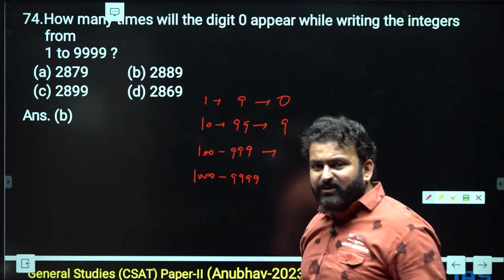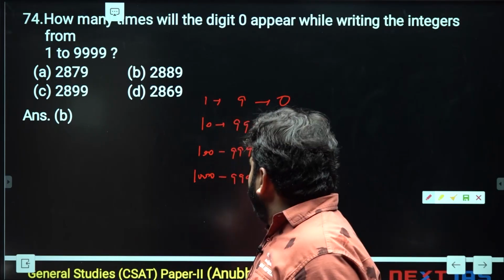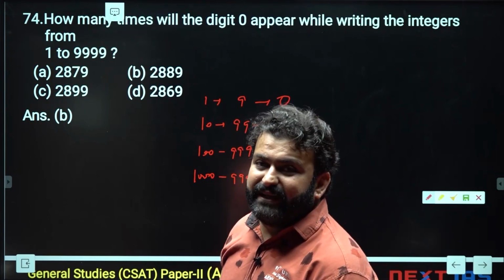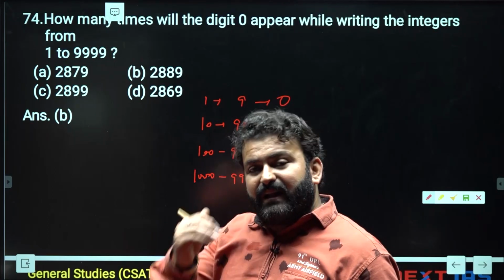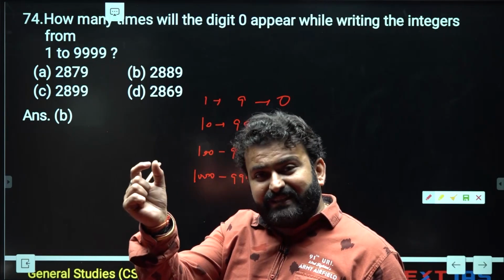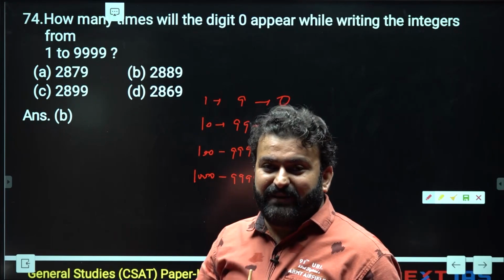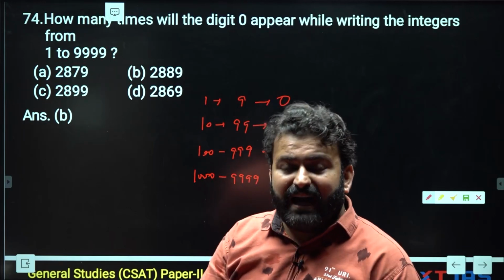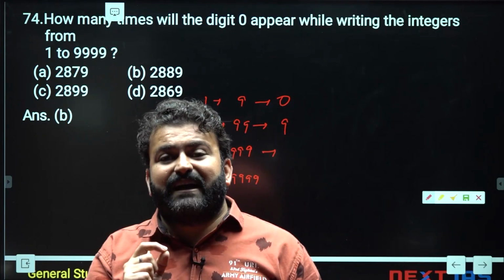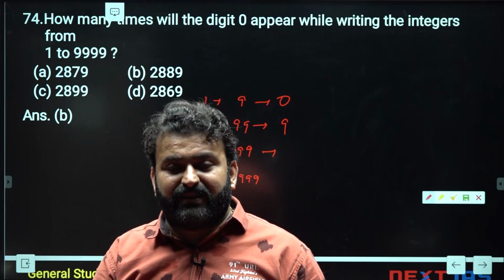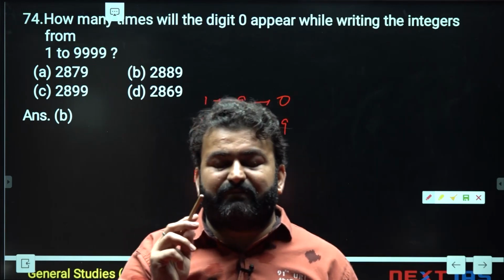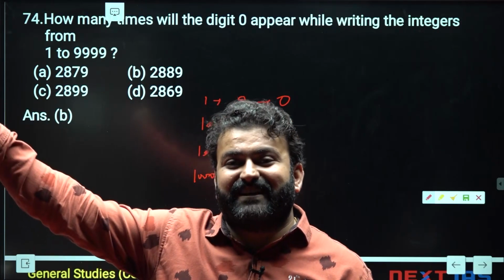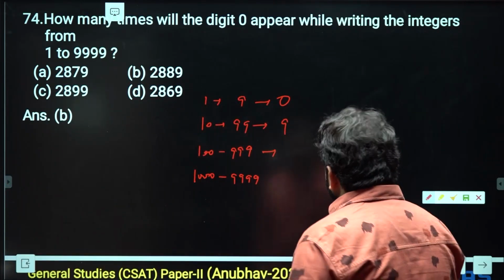Now listen carefully, this is the concept. From 100 to 999, 0 will appear at the unit digit place and the 10s digit place. Now at the unit digit place, we have 100, 200, 300, 400, 500, 600, 700, 800, 900. How many times? 9 times.